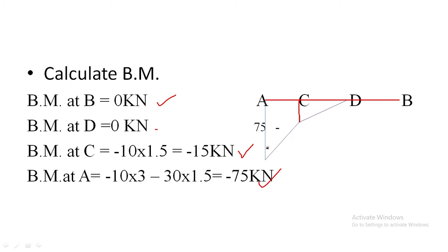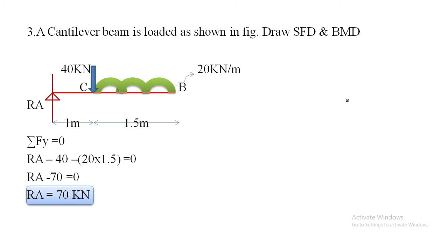Value of A is equal to minus 75 kilonewton meter. This is minus 75. Now join A and C. In between A and C there is no load, so it is joined with an inclined line. C and D also have no load, so it is also joined with an inclined line. So this is the diagram of the bending moment. Okay, so this is the third problem of the cantilever beam.